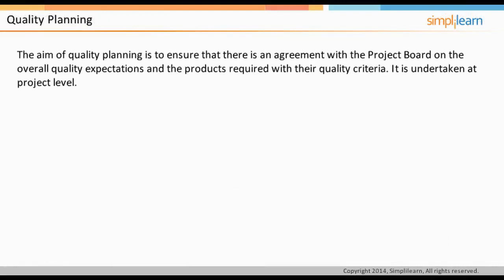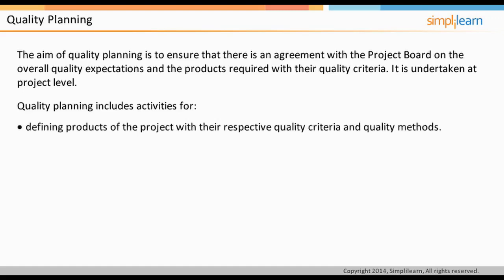The aim of quality planning is to ensure that there is an agreement with the project board on the overall quality expectations and the products required with their quality criteria. It is undertaken at project level. It's also the purpose of quality planning to outline the means by which quality will be achieved and assessed. Quality planning is also about ascertaining the acceptance criteria based on which products of the project are going to be adjudged. Once there is an agreement with the project board on quality and how to measure it, the next step is to communicate the same with all the project stakeholders so that they have a mutual understanding of what the project is aiming to achieve.